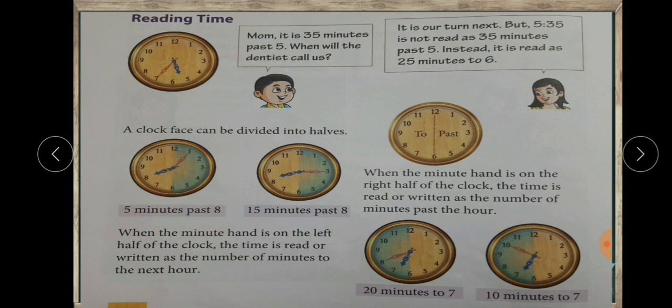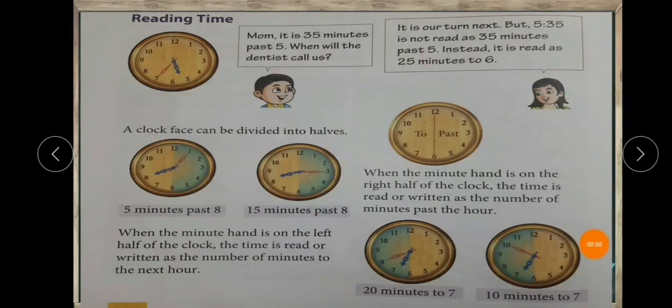The same way here, the hour hand is on 8 and the minute hand is on 3. So 15 minutes past 8. Instead of 15 minutes, we use quarter past.